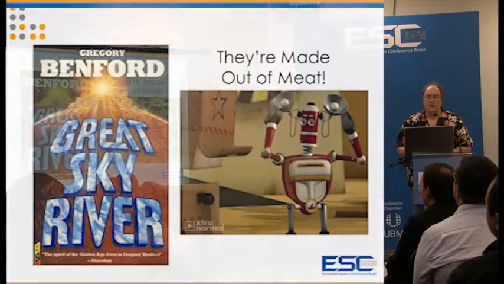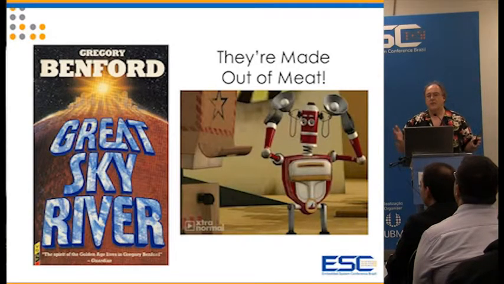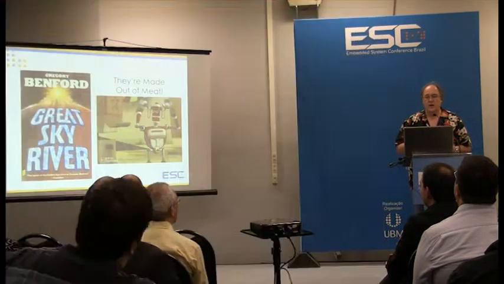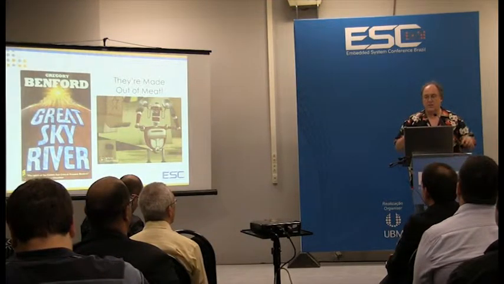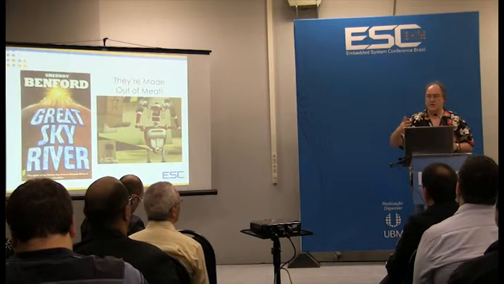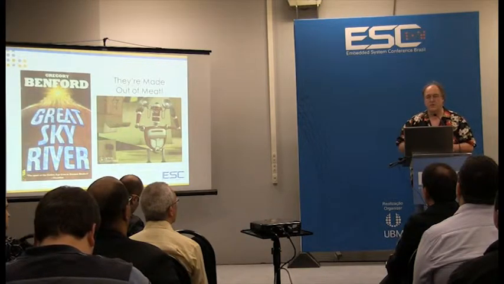There's a really good book called Great Sky River by a guy called Gregory Benford. And this is about 30,000, 40,000 years in the future. Humans have expanded throughout the galaxy, star hopping. And as we approach the center of the galaxy, we've clashed against mechanoid civilizations. Not just one, multiple ones.